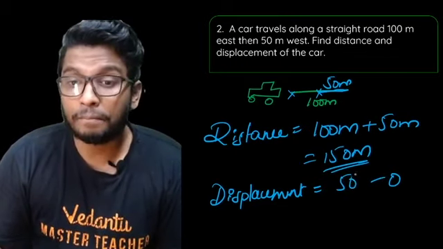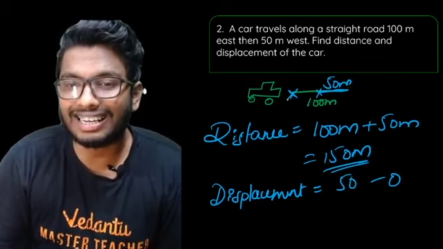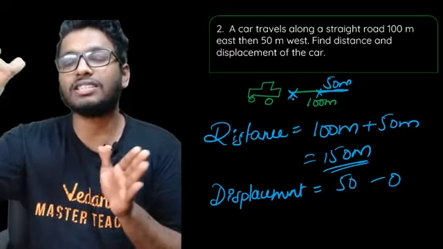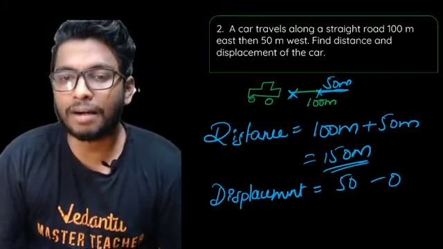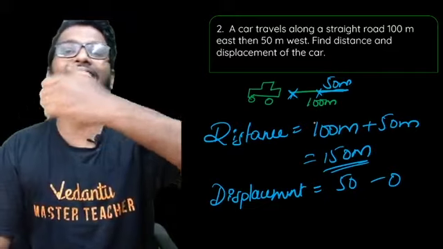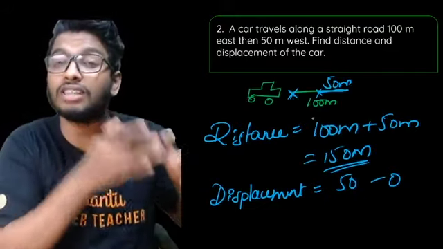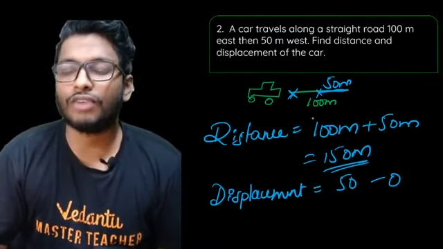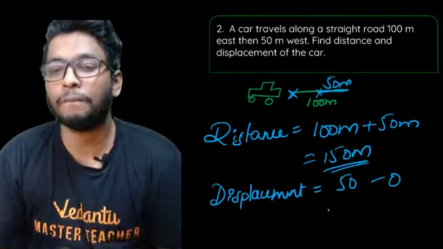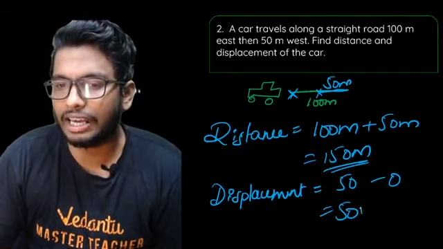Why 50? Because from the point that he has started, what is the position of the car? First it went 100 meters, then it came back 50 meters. So what is the final position of the car from the start point? It's 50 meters. So the final position of the car is 50. So 50 minus 0 makes the displacement 50 meters.